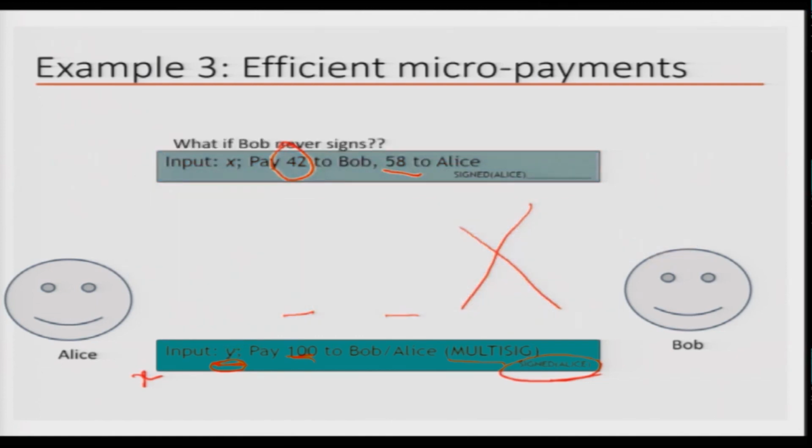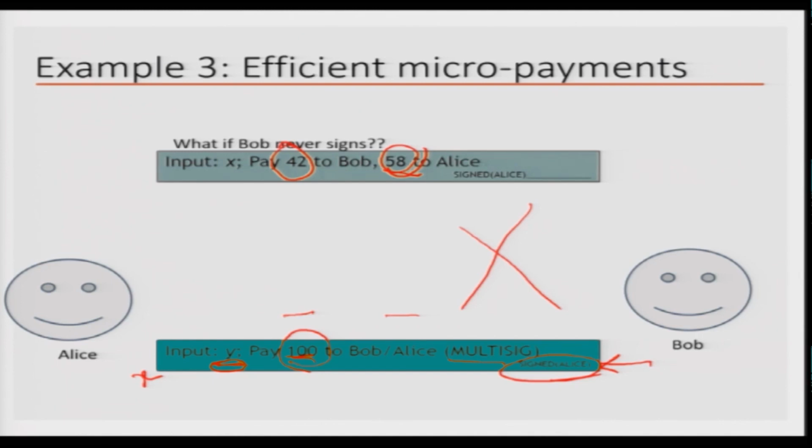So, now there is a possibility that Bob never signs this transaction. Now, what that means is that Alice will lose this 58 also. She paid 100 before, and then now she has this 58. This one was actually put into the blockchain, but it was not signed by Bob. But now Alice has a possibility of losing the 58.